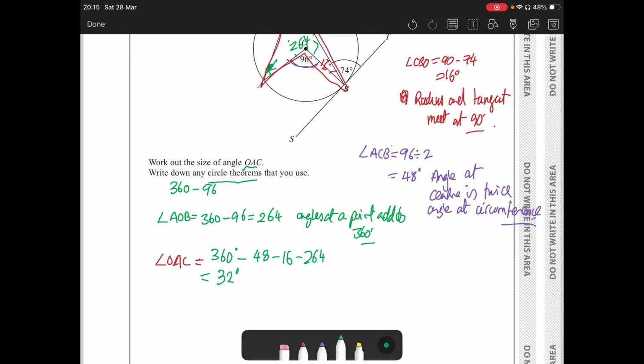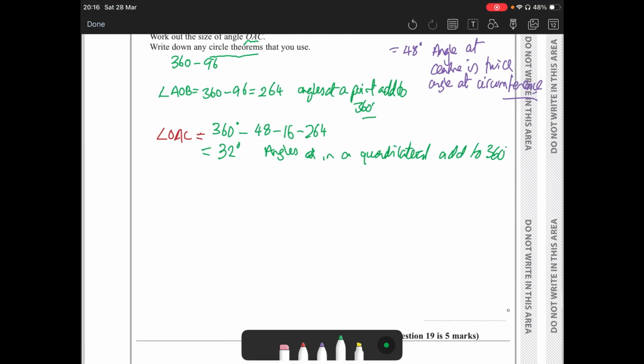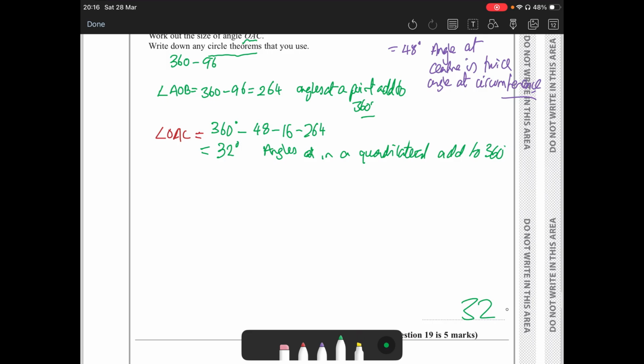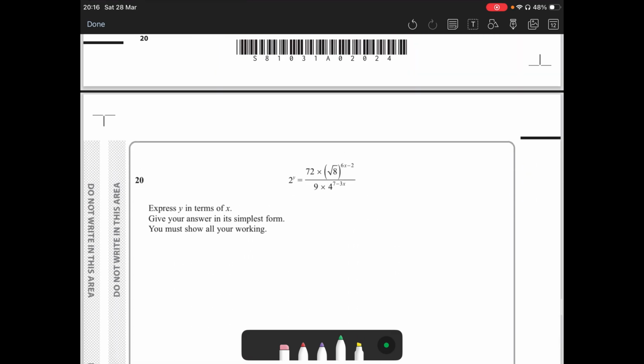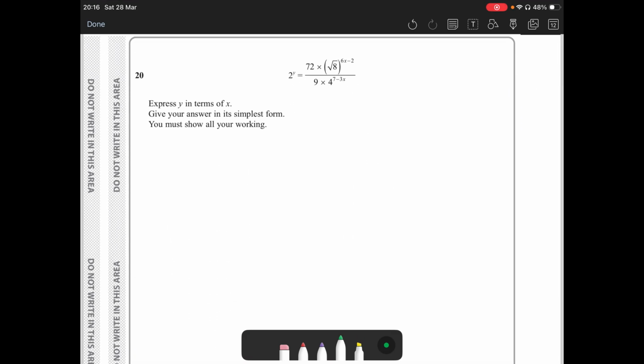And my reason is angles in a quadrilateral add to 360 degrees, right? So 32 degrees my final answer. I'm just loading up the answers now. Is that right? Please be right, because I don't want to go wrong. 32 is bang on. Now, there are other ways to get that, but obviously we'll stick to the one I showed. So next, number 20.